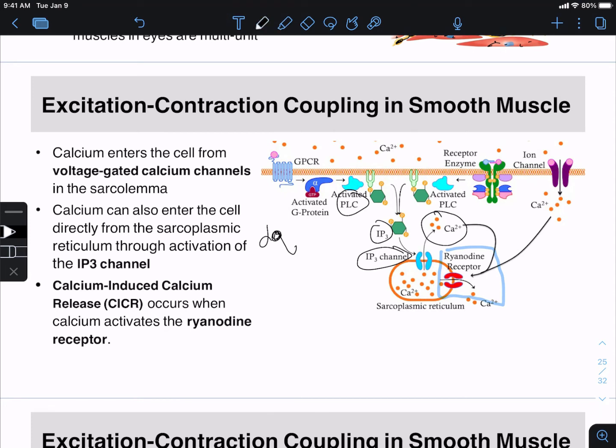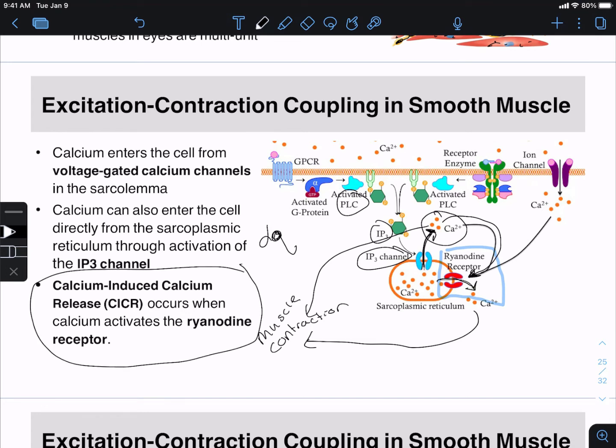So we end up with this interesting phenomenon where calcium that is released from the sarcoplasmic reticulum through those IP3 channels can in turn activate the release of even more calcium from the ryanodine receptor. Now, both sources of calcium, from the ryanodine receptor and from the IP3, will also go on to cause muscle contraction. And I'll teach you that mechanism in a minute. But this process of calcium binding the ryanodine receptor is referred to as calcium-induced calcium release. And we're going to see this in smooth muscle. We also are going to encounter it again in skeletal muscle.